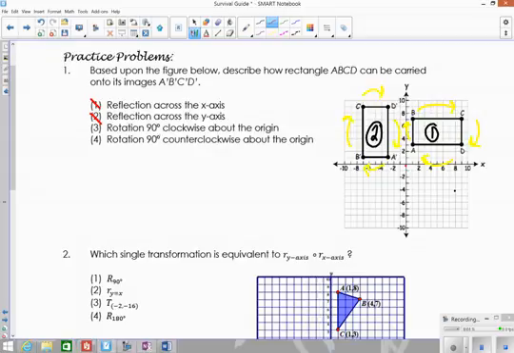If you look, the center of rotation is at 0, 0. And if you compare A to A prime, you know that it was a 90-degree rotation, but which direction? If we're looking at A to A prime, we're going counterclockwise. So it's going to be number 4.